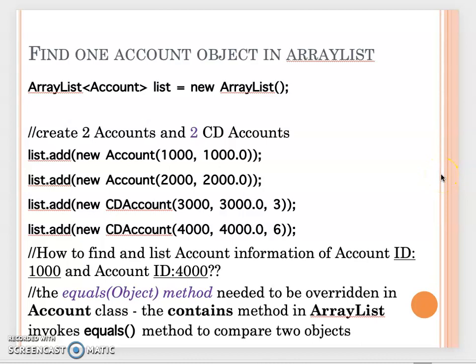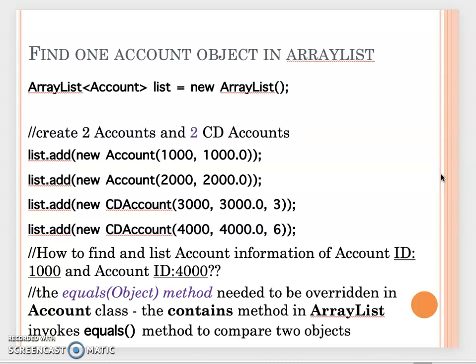In the previous video, we talked about how to use the ArrayList to create a string ArrayList or other data type. So in this video, we will use the ArrayList to create an Account data type ArrayList. Then we will add multiple account objects into the ArrayList. Then we will see how we can use the ArrayList to help us find a specific account.